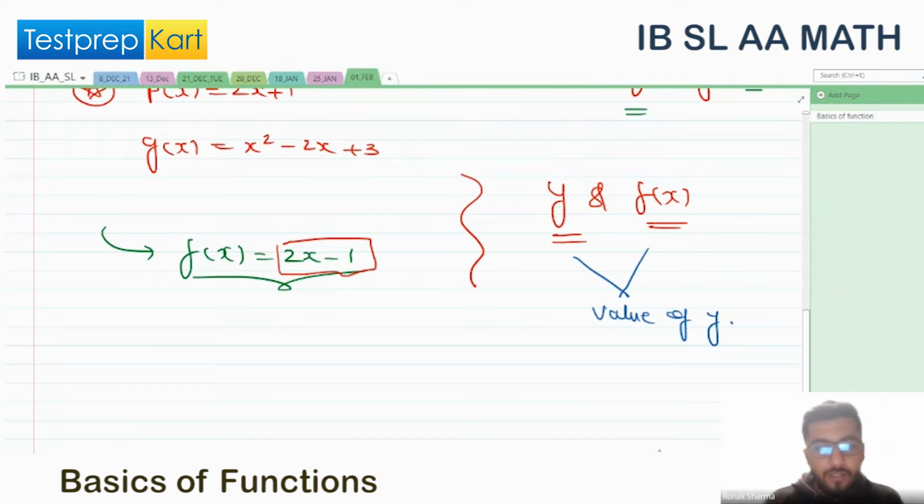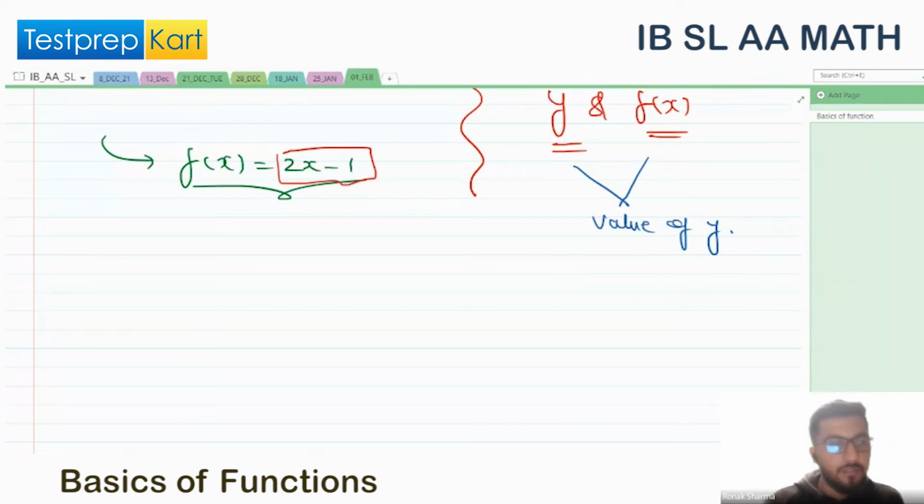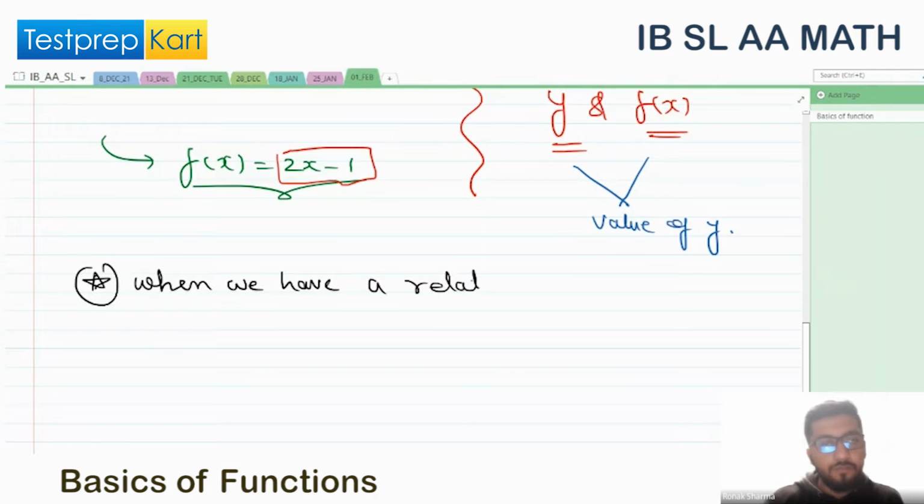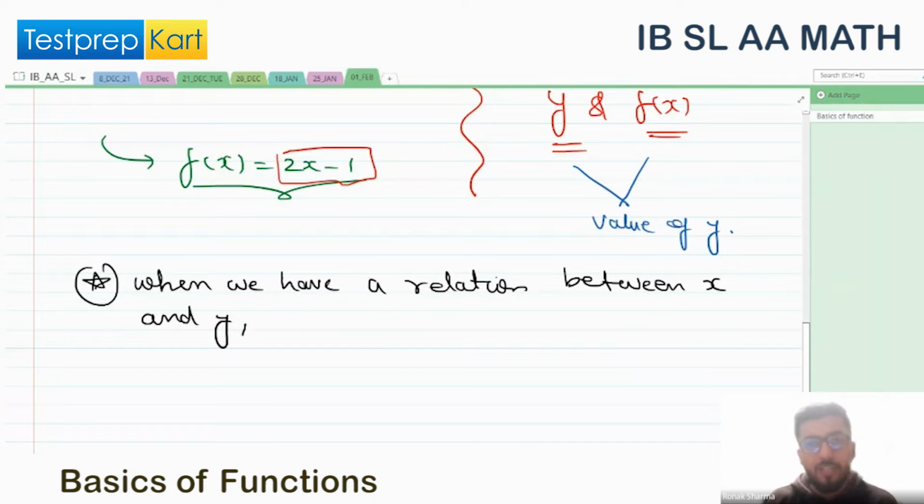So what do we have? Function is nothing but when we have a relation between x and y. Relation means what? Some expression, some equation I'll give you, like y equals x plus 3, y equals x square minus 2x. That kind of relation I'm talking about, a mathematical relation.